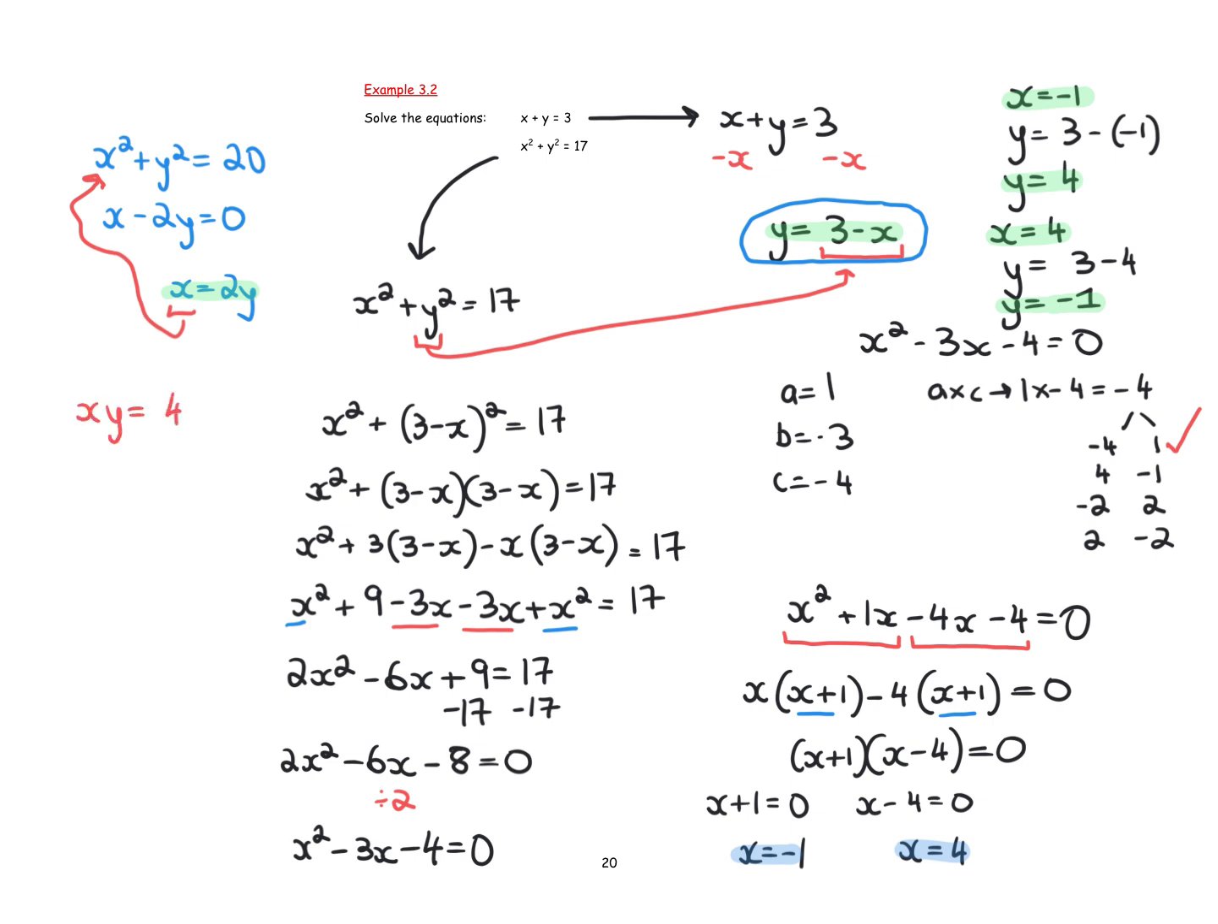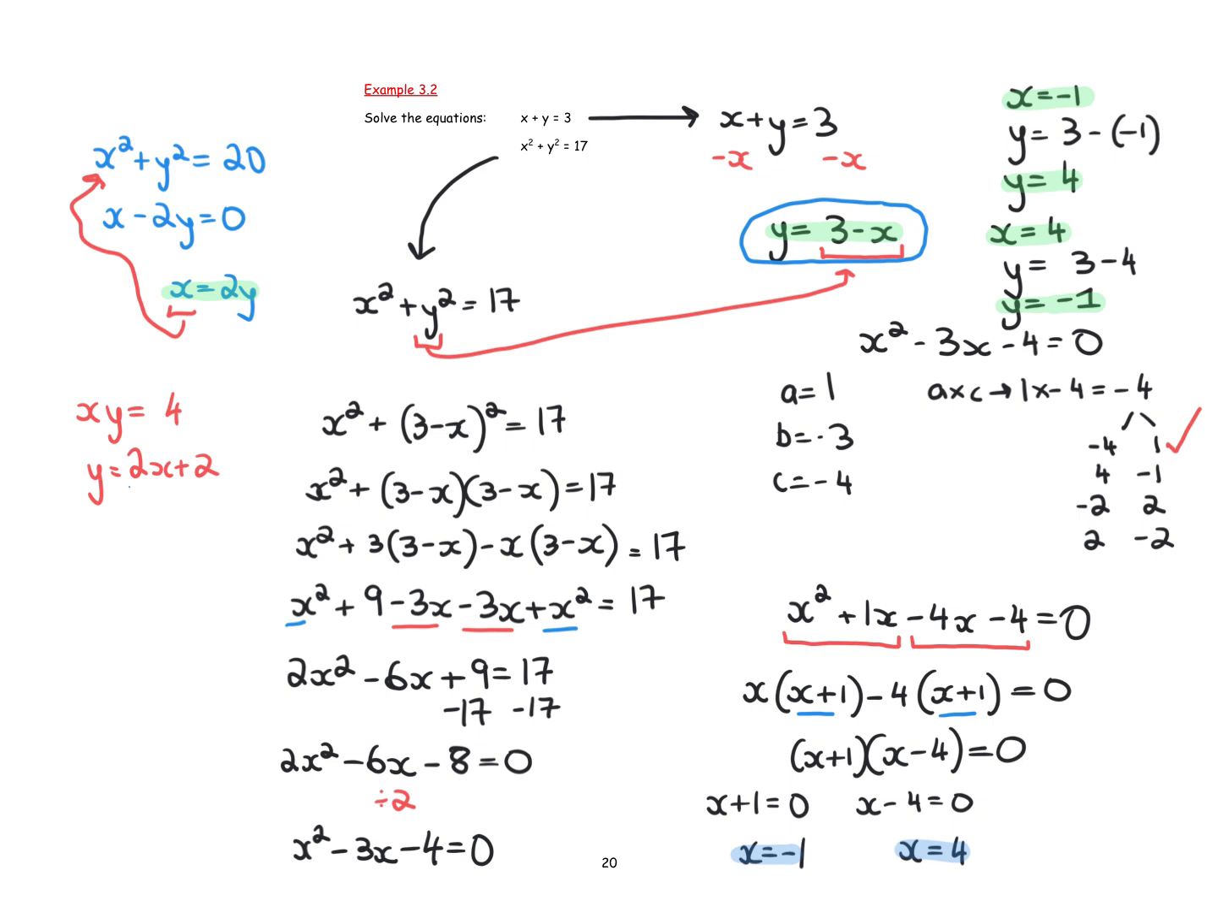xy is equal to 4 and y is equal to 2x plus 2. Again, this looks a little bit different, but you do it in the exact same way. The linear one here has already been changed first. We have y is equal to 2x plus 2.